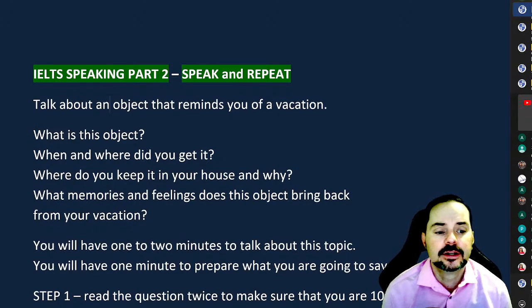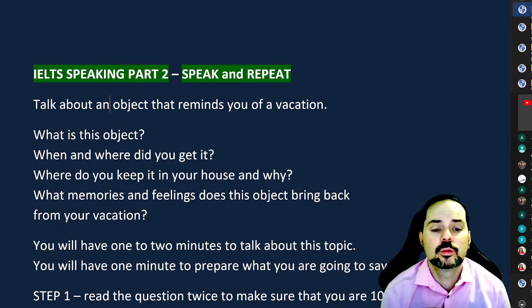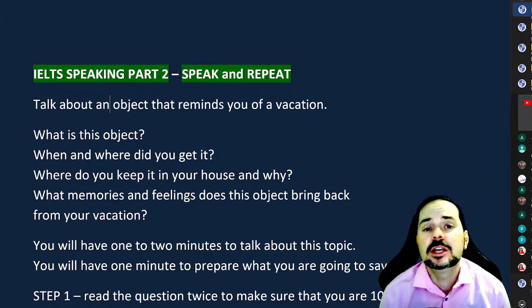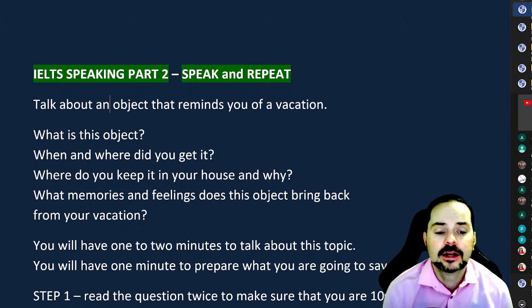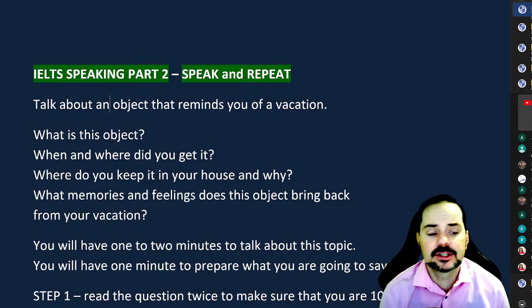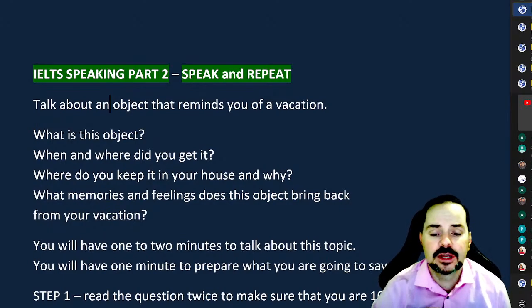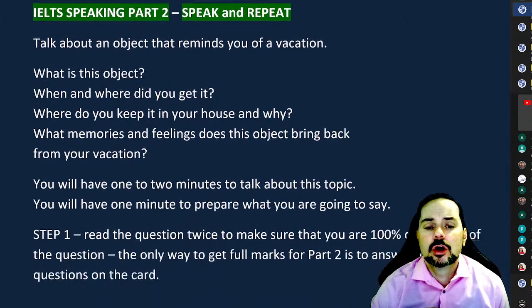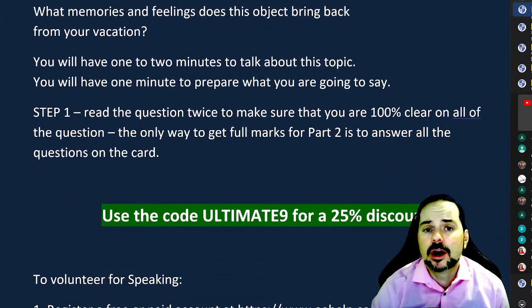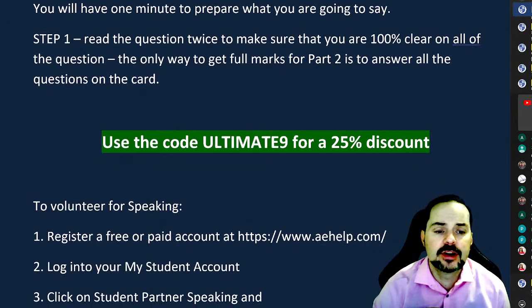Okay, so again, what is this object? When and where did you get it? Where do you keep it in your house and why? What memories and feelings does this object bring back from your vacation? So that's your step one. You now know you're talking about an object you got on a vacation and you're answering these questions.